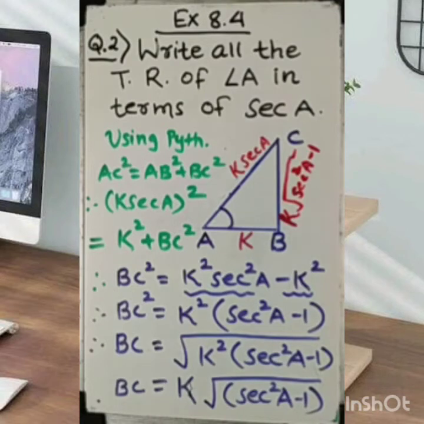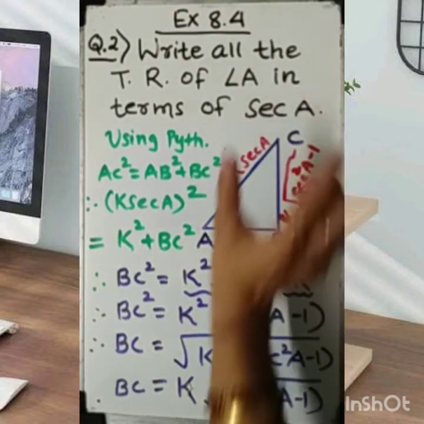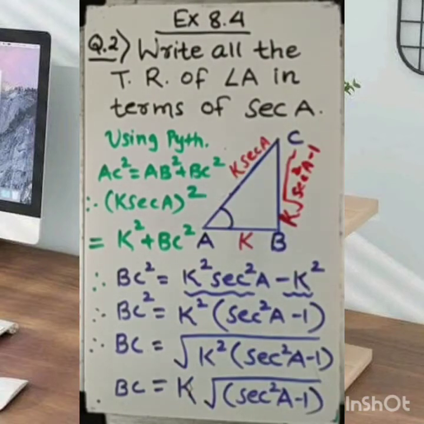Got it? Now all three sides are available with us. Now one by one we will find the different trigonometric ratios in the form of sec A. Okay, so let's see how to go with that.